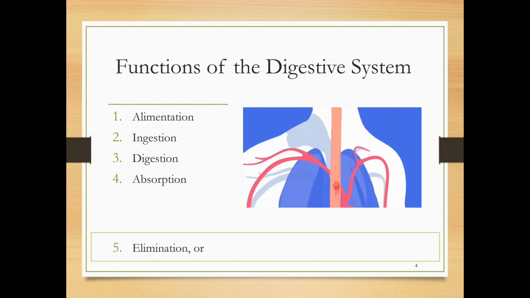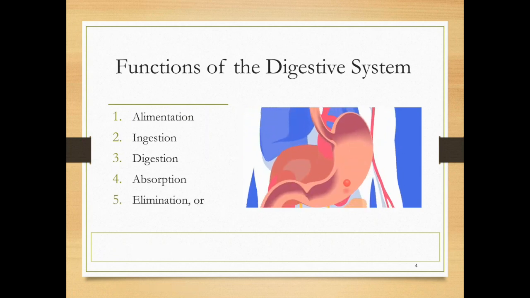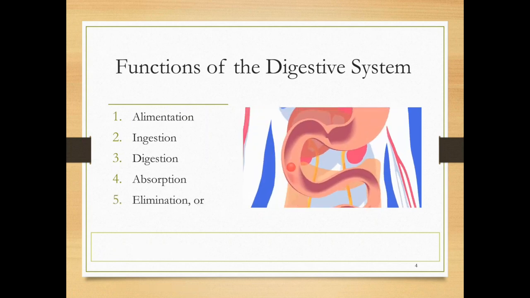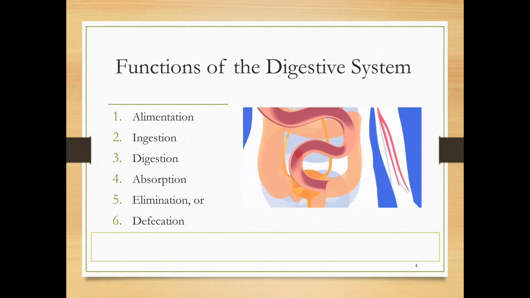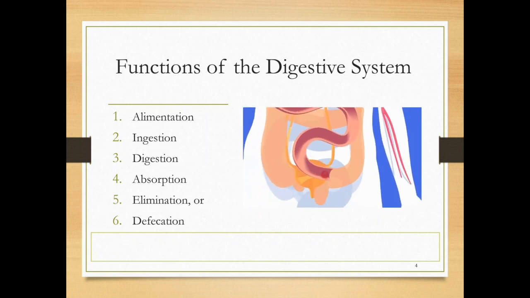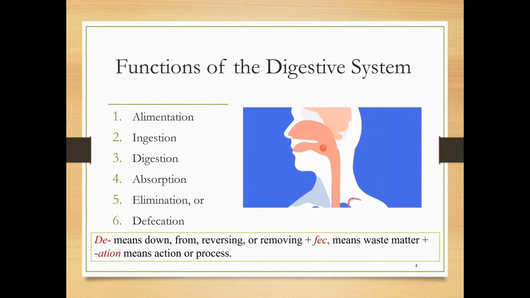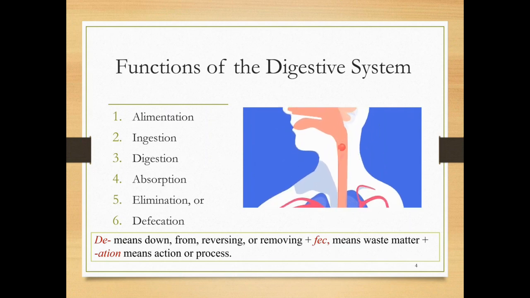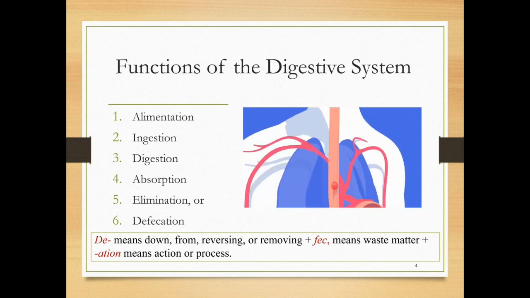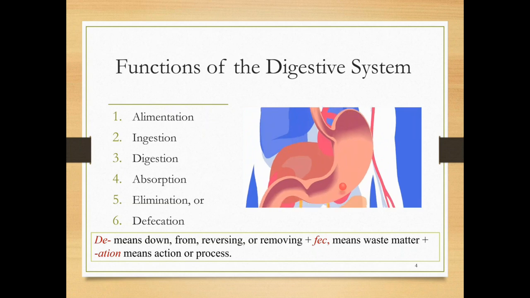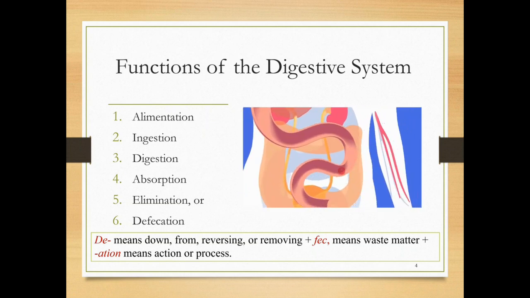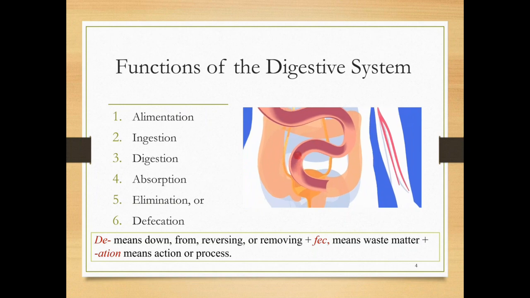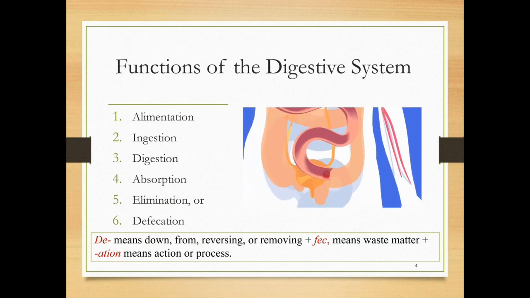5. Elimination, removal of undigested food particles. 6. Defecation, elimination of wastes through the anus in the form of feces. For number 6, the term defecation is analyzed as follows. The prefix de means down, from, reversing, or removing. The term fec means waste matter, and the suffix ation means action or process.